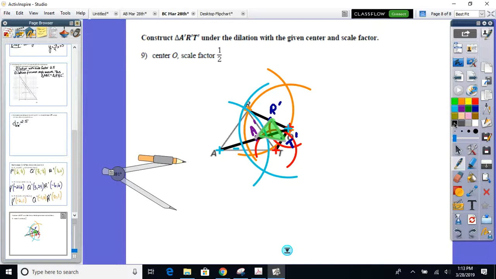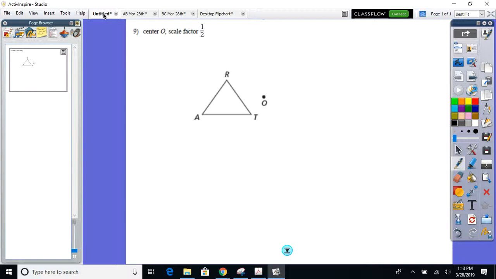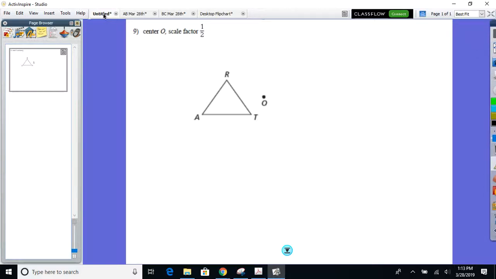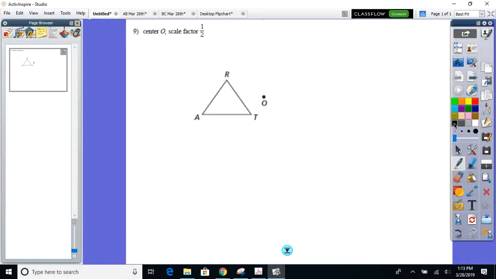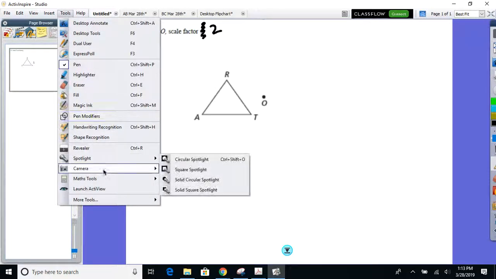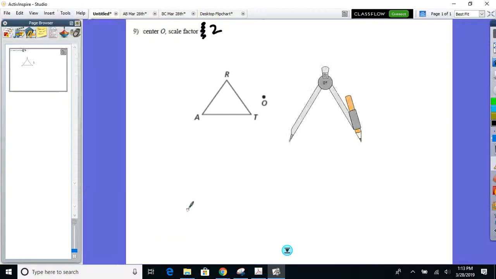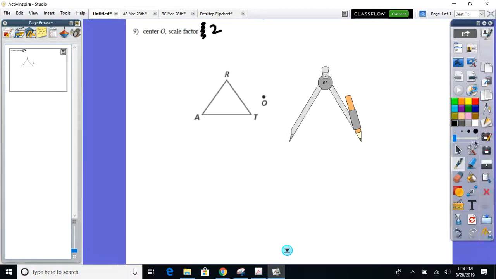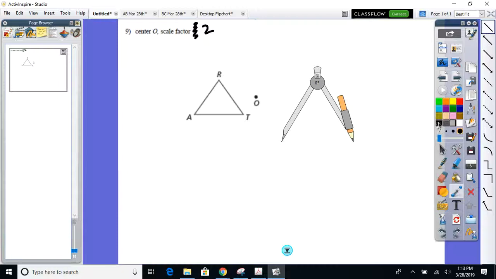Here's my question for you guys. Same diagram, same center O, but now I'm going to change that 1/2 to a 2. What's your move now? Because I don't need a perpendicular bisector anymore. Now I'm getting further away by twice the distance. What's your move now? Because I don't think a perpendicular bisector is going to help me.